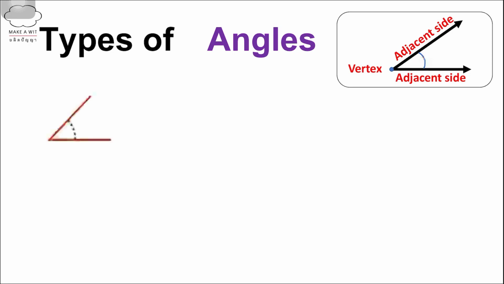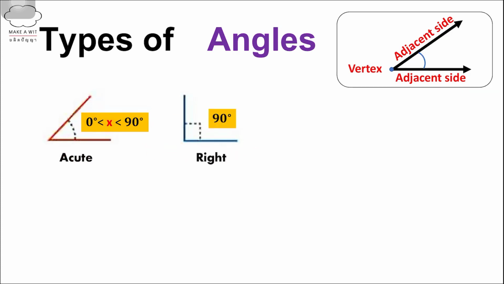This is called acute angle. This is very cute, very small. So from 0 degrees to 90 degrees. So less than 90 degrees, but not 0. So this is called acute angle. But if it's 90 degrees, it's called right angle, okay? Exactly 90 degrees. So equal 90, okay?